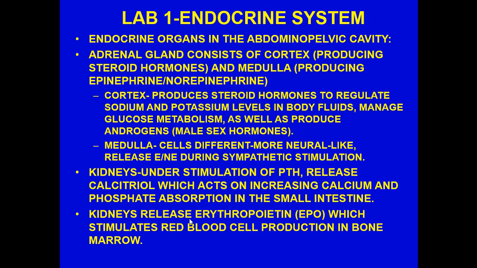The kidneys, these are under the stimulation of PTH. They release calcitriol, which acts on increasing calcium and phosphate absorption in the small intestine. The kidneys, interestingly enough, also release erythropoietin, EPO. Now, this is a hormone which stimulates red blood cell production in the bone marrow.